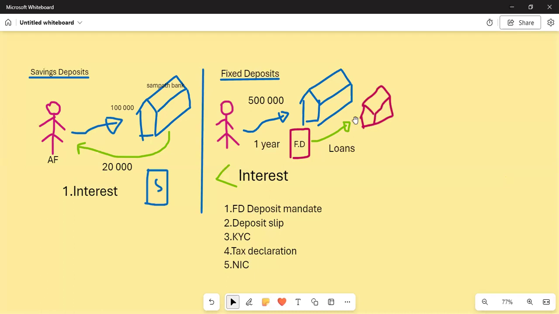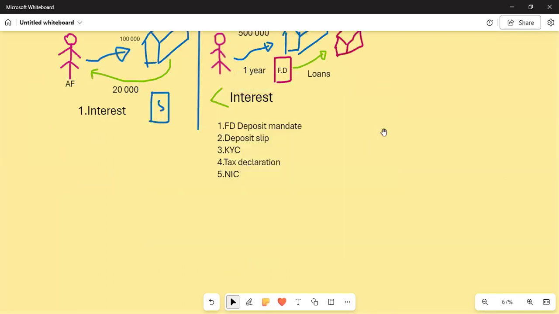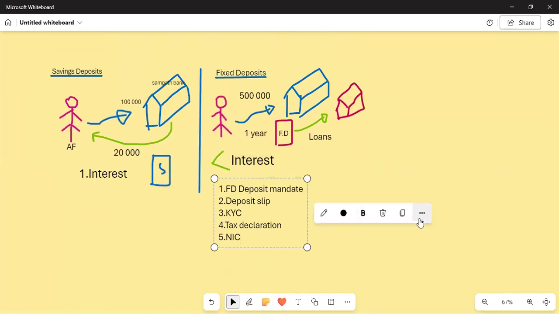Yes, Salma, at the discretion of the bank, those conditions can be changed. There can be a little bit of flexibility. And even to open a savings deposit, there is not much difference. Only one thing is different here. What is that?